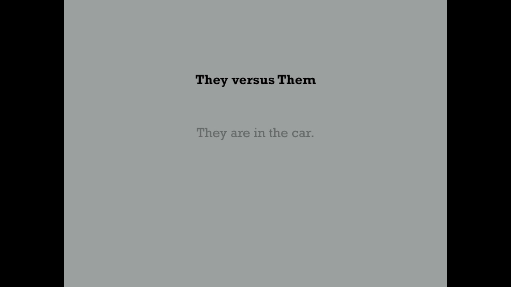They versus them. They are in the car. Are is a to be verb, so they has an action attached to it, right? So we give it the actor form, not the answer form. The car belongs to them. Them has no action, so we treat it as an answer.